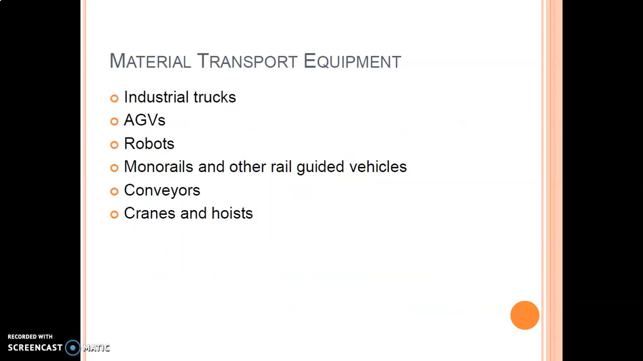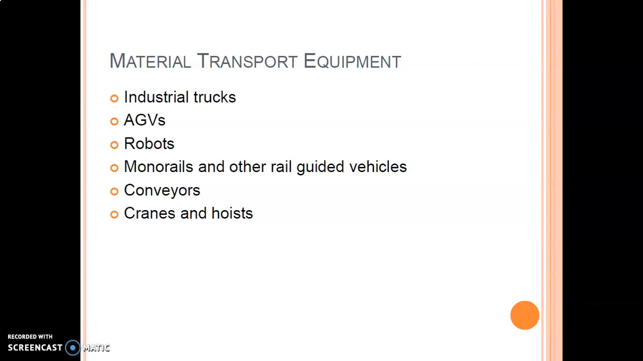Material transport equipment. Now within the plant we have different types of transportation services, like the industrial truck. Suppose you are dealing with very high weight material, like in the mechanical industry we have a large steel rod, even a roll of sheet. So in that case we use industrial trucks.